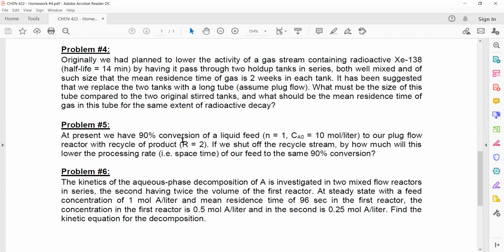So I need to compare two cases. The first case when there's no recycle, second case when R equals 2. Okay, let's go to the whiteboard. I think this is page 8, right? And this is number 5. So I'm given a PFR. Okay, just draw it properly.